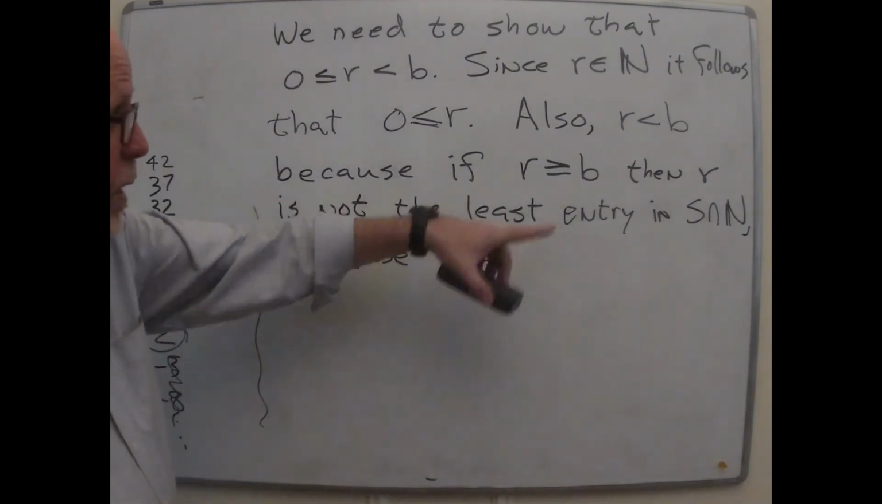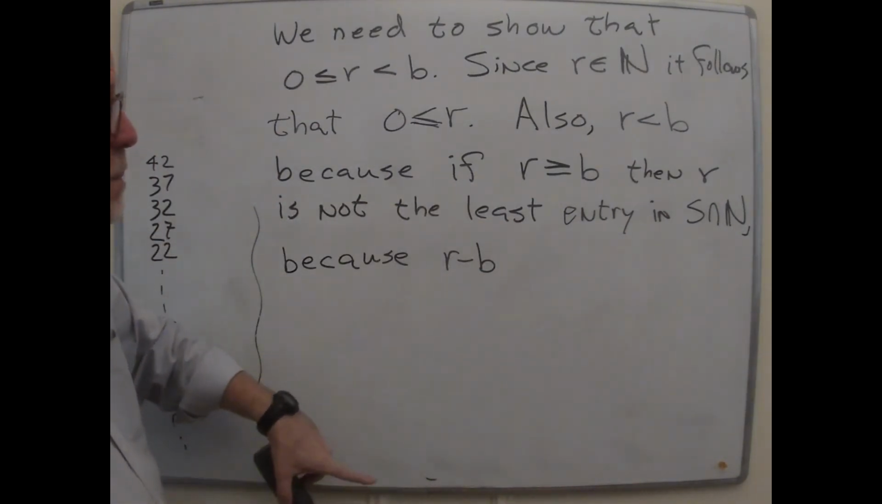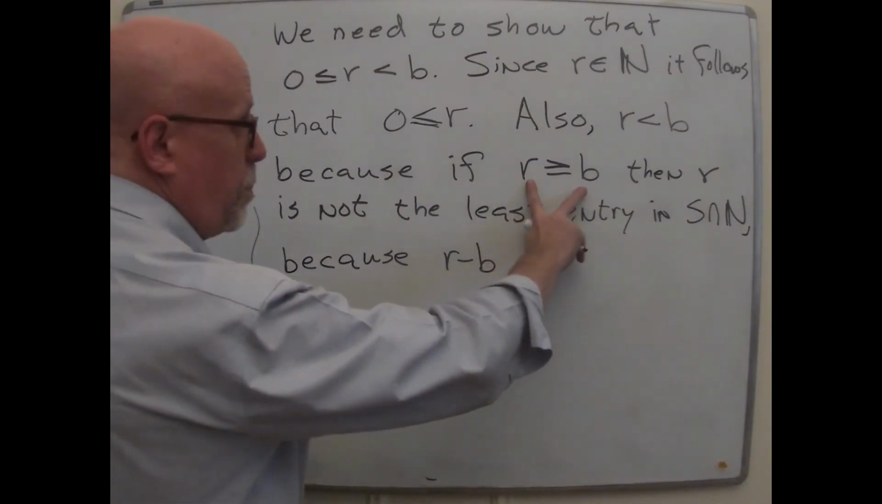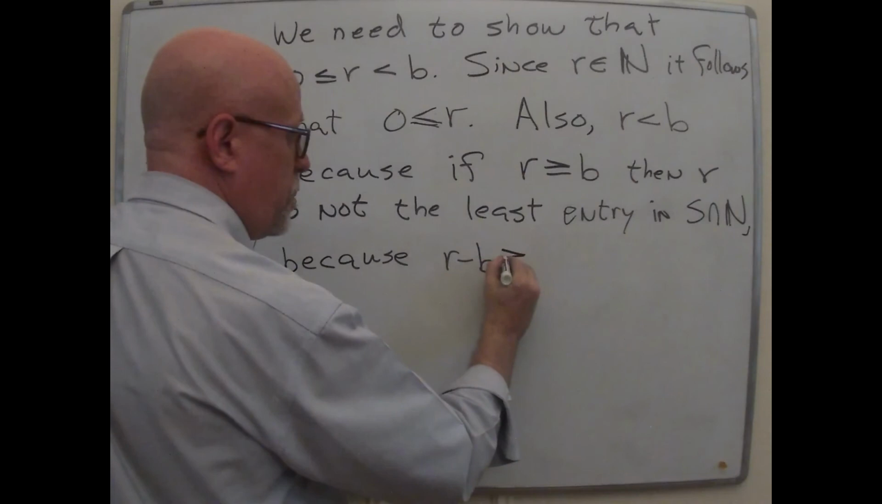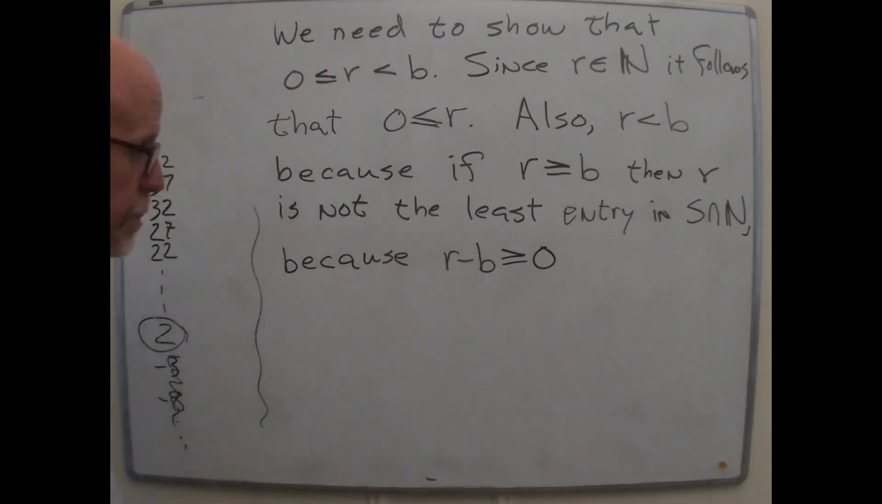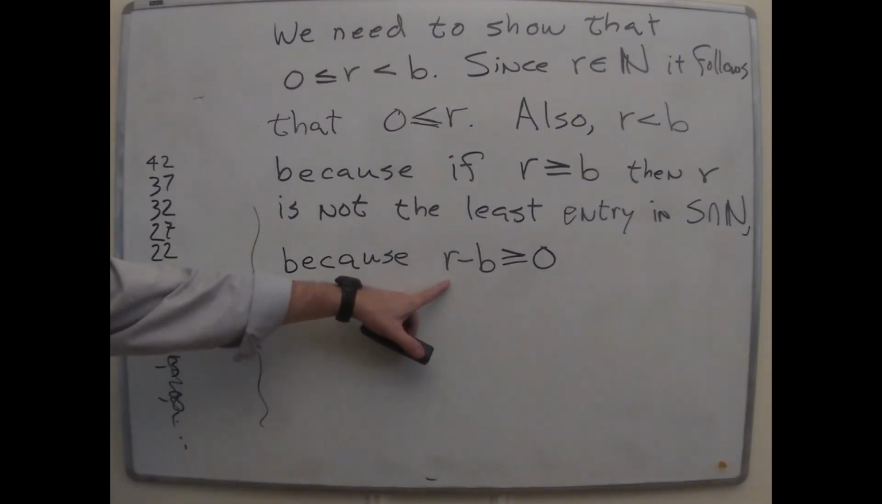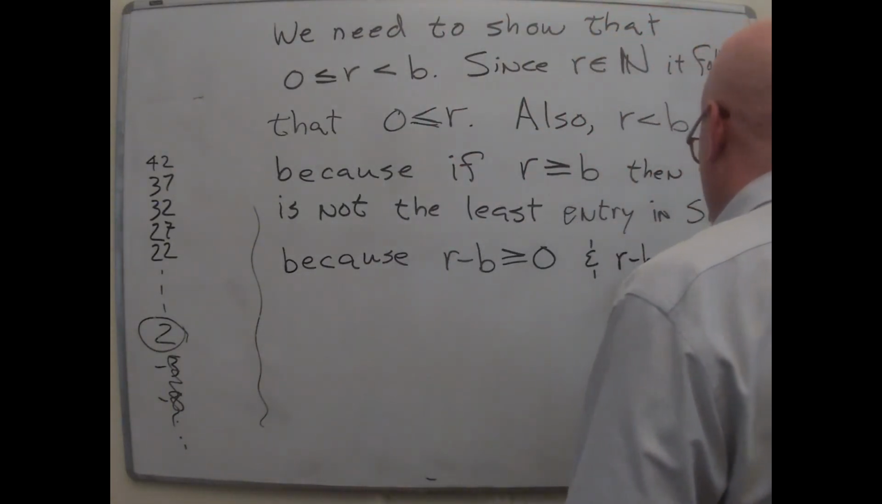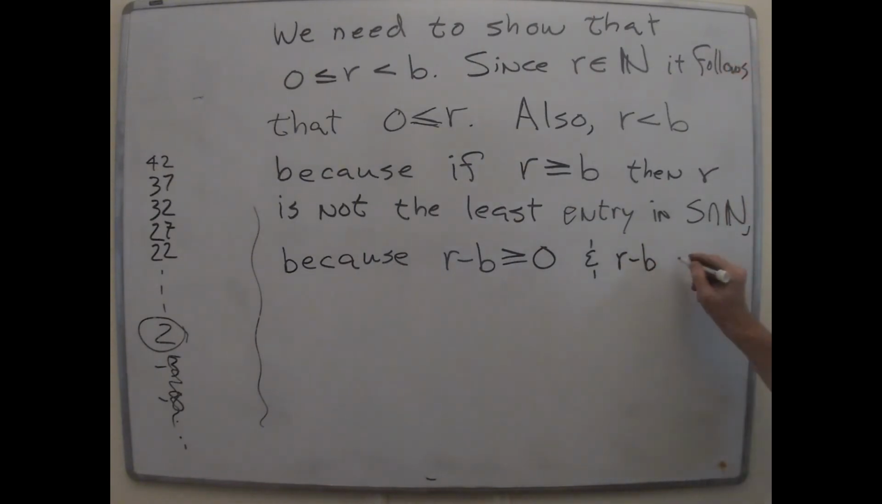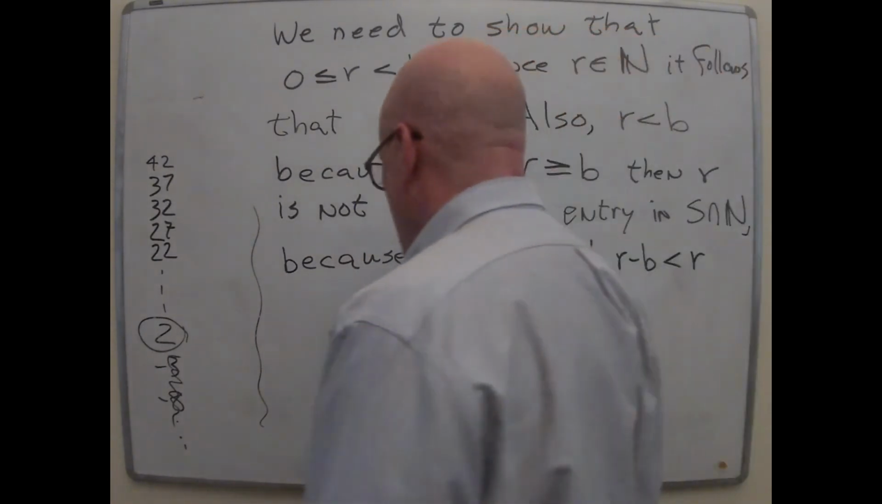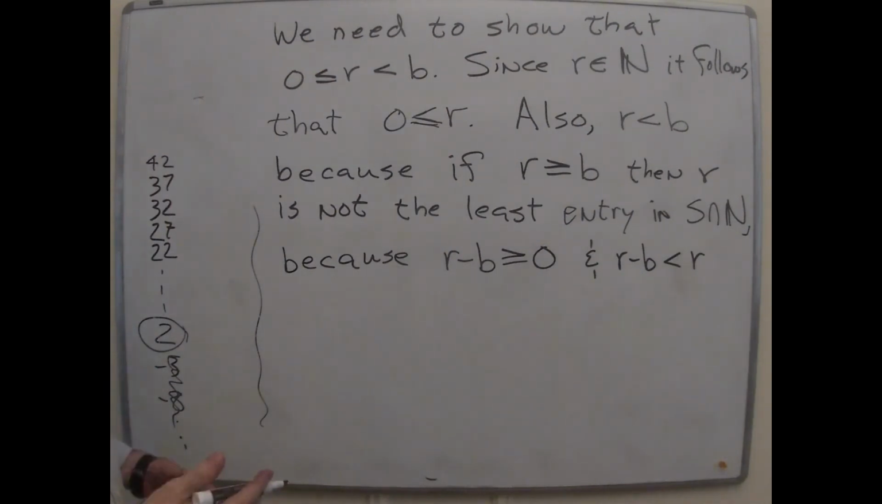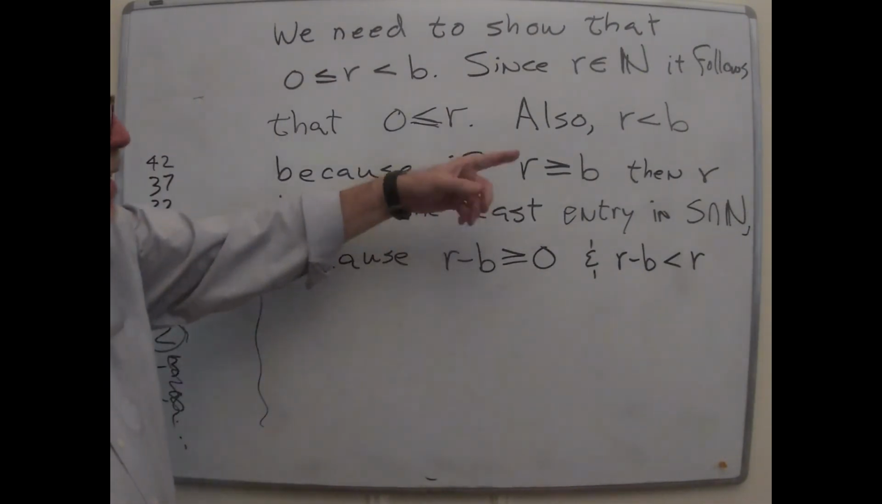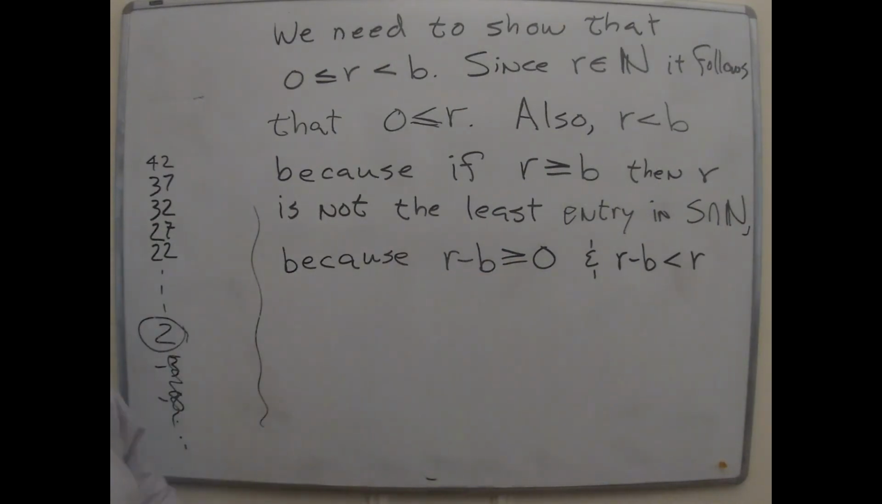Let's check this out. If R is greater than or equal to B, and I subtract B from it, if I imagine taking B away from both sides of that, you'd have R minus B is greater than or equal to 0. But also, R minus B is smaller than R. Let's just write it as an inequality: R minus B is less than R. That's a contradiction. Do you see why? Well, R was supposed to be the smallest thing in that set, and now we found something even smaller that still is non-negative, but is smaller than R.